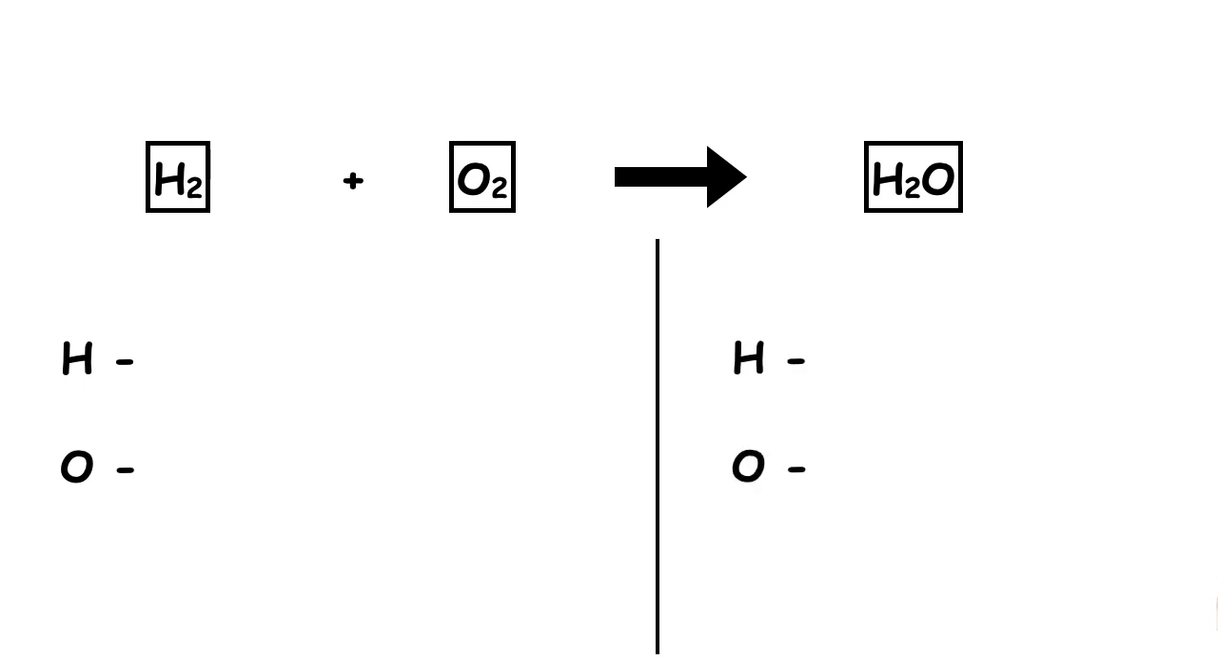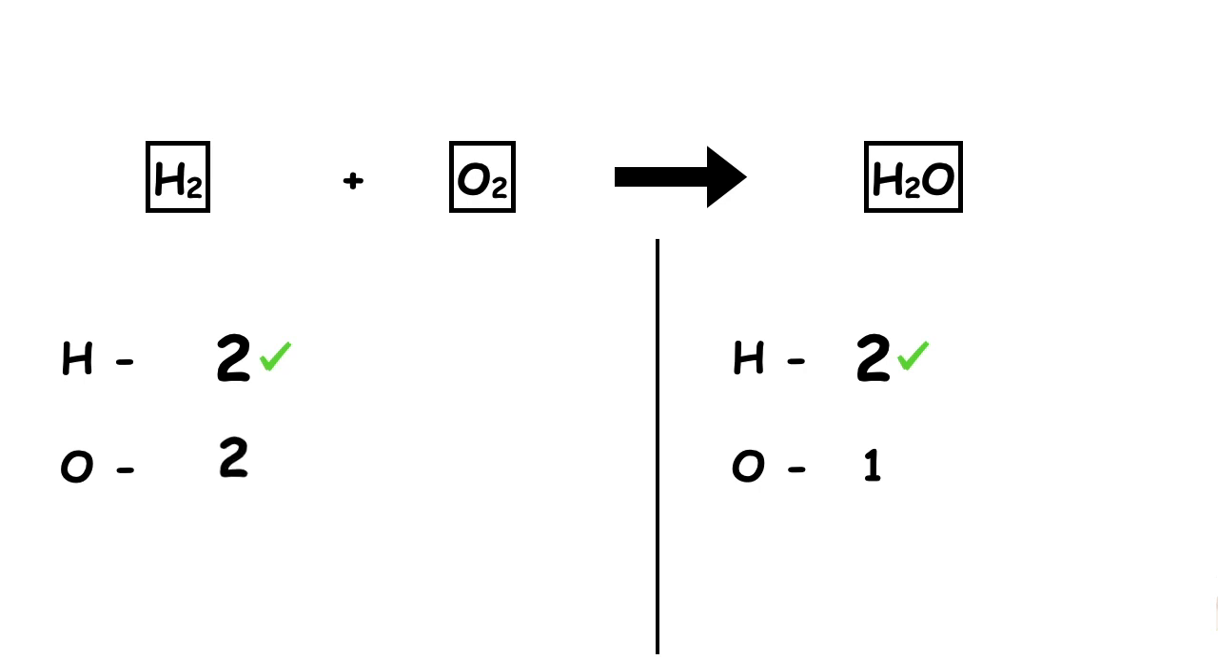How many hydrogens do we have on the left? We've got 2. How many oxygens do we have? We have 2. On the right hand side of the equation, how many hydrogens have we got? We've got 2. And how many oxygens do we have? We've got 1. We start at the top of our shopping list. How many hydrogens do we have on the left? We have 2. On the right we have 2. Those balance, so we can tick them off.